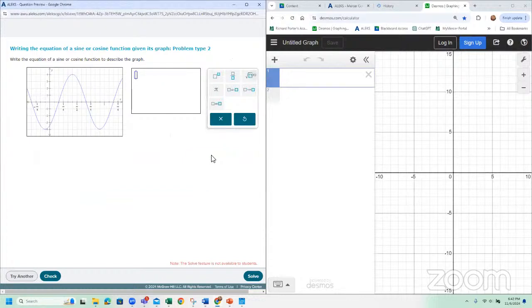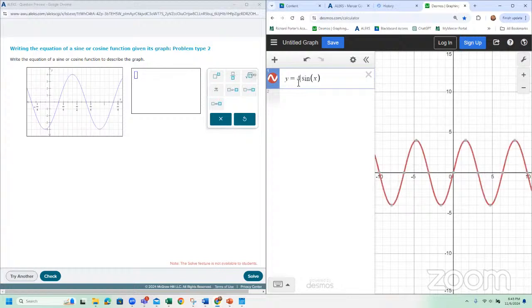Okay, so I could fuss with this. Just like I did before, I could say I want it to be a sine function. And I want the amplitude, I want this to go up and down by 4. So I could put a 4 in there and it'll go up and down by 4.